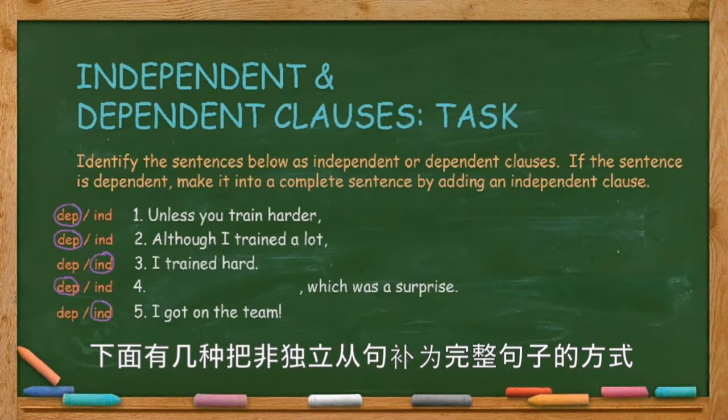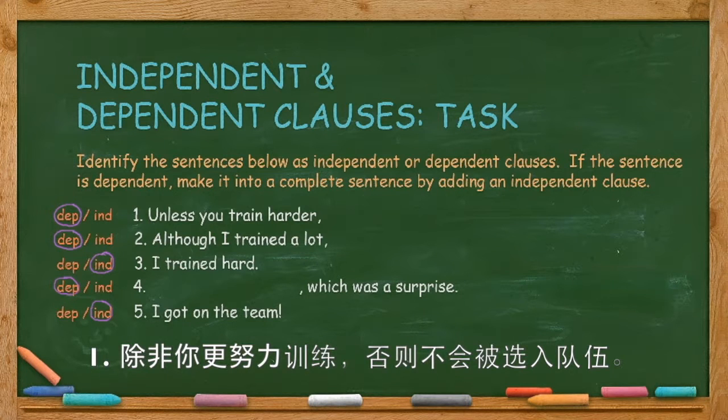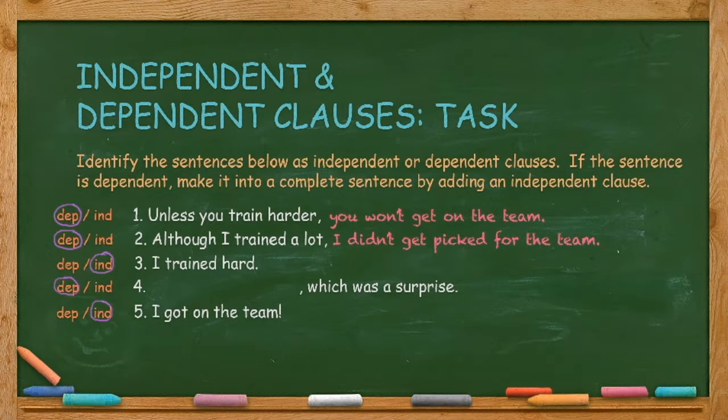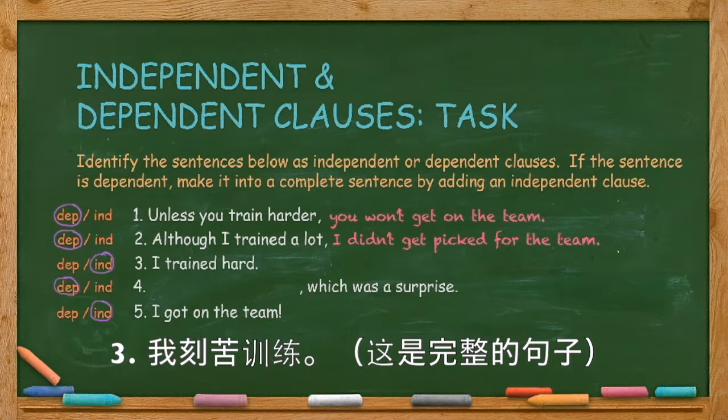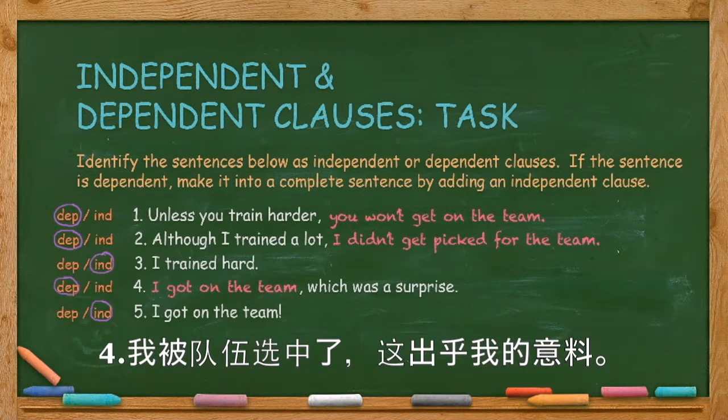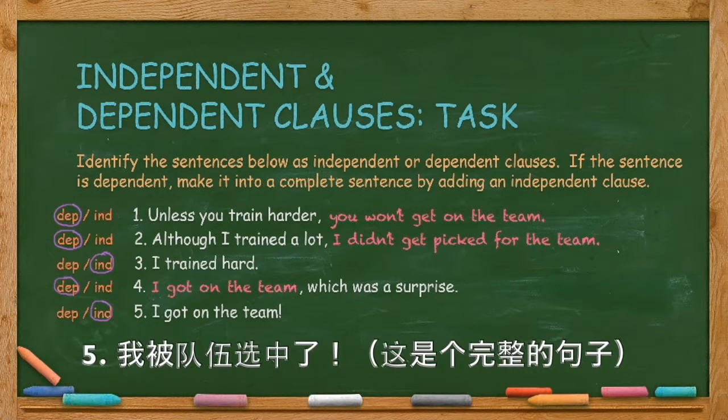And here are some ways to make the dependent clauses complete sentences. 1. Unless you train harder, you won't get on the team. 2. Although I trained a lot, I didn't get picked for the team. 3. I trained hard is a complete sentence. 4. I got on the team, which was a surprise. And number 5, I got on the team, is a complete sentence.